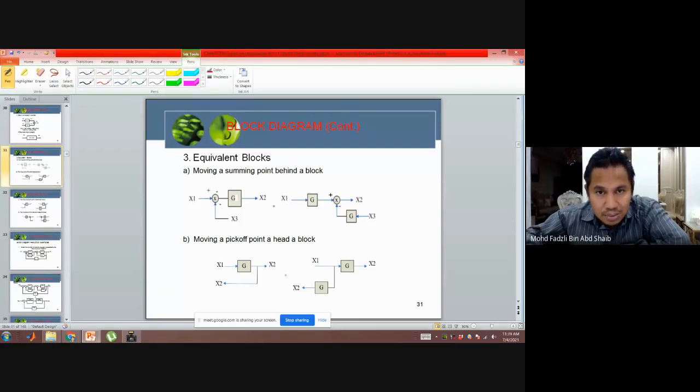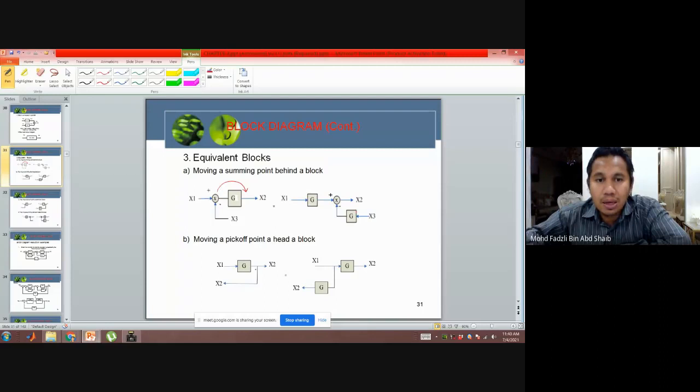Okay, this summing point we bring at the front. What happened? Now it is at the front of G, right? We have X3 here, we have 1G here, and so on. When we bring it at the front of X3, at the beginning is nil, right? So now we need to add G.